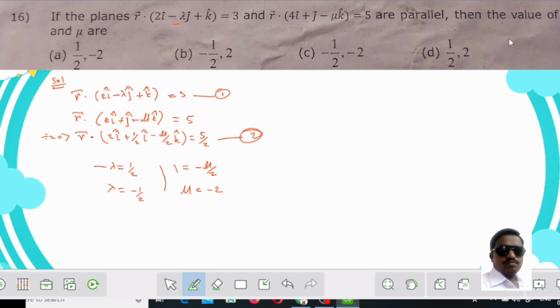See, they are asking you to find out the value of lambda and mu. So first you have to write the value of lambda, and secondly you have to write the value of mu. So minus 1 by 2 comma minus 2. Where is it? Minus 1 by 2 comma minus 2. Option C is the right answer.